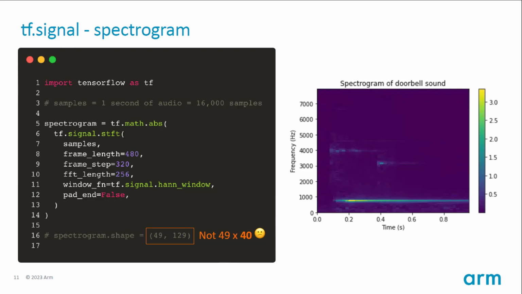But on the diagram, you can see around 4,000 hertz, that's when I initially pressed the doorbell. So you can see some sound on the spectrogram there. And then there's some ringing under 1,000 hertz. And then when I release the doorbell at 3,000 hertz, there's a line there.